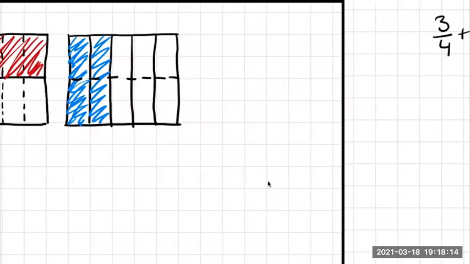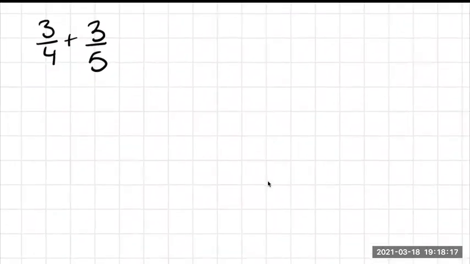Okay, let's try our one last fraction. Look at these two fractions. What do we notice about these two fractions? They are both more than 1/2. So since both of these fractions are greater than 1/2, that means our answer is going to be greater than 1/2. So we want to be prepared for that scenario.